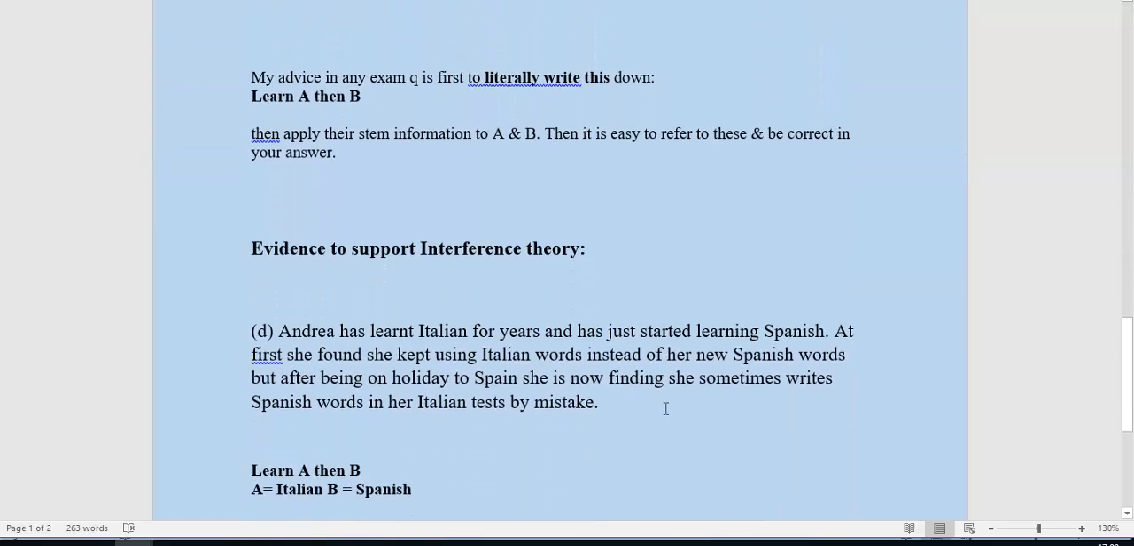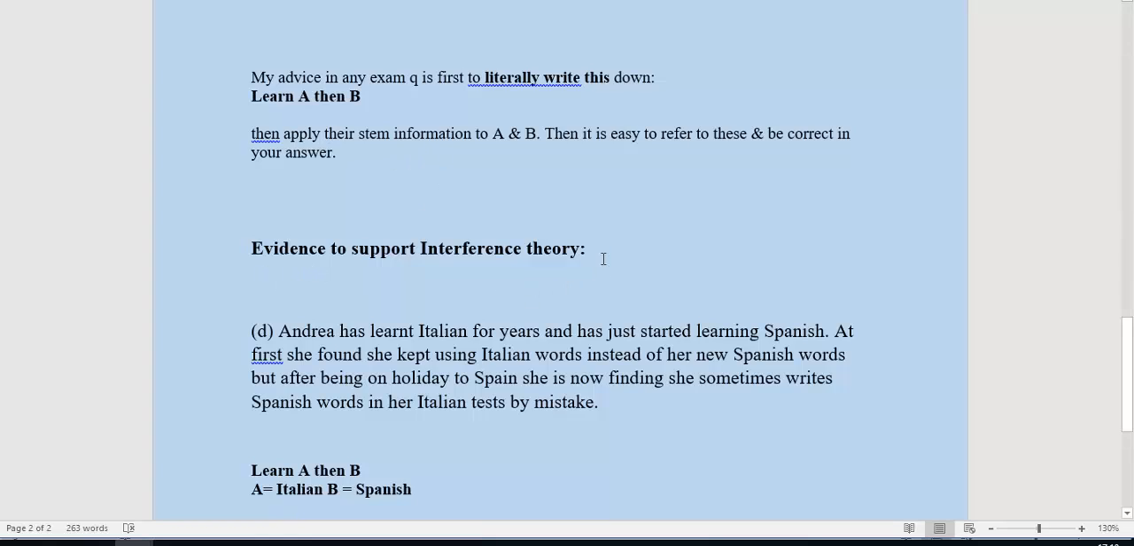My advice also for the exam is to do this. Literally write down, learn A, then B. And then you apply your stem question to that. I'll show you how to do that. It's really important that you do something like this, because I see so often students who get in such a muddle and don't actually answer the question, and it's really a straightforward question to answer.